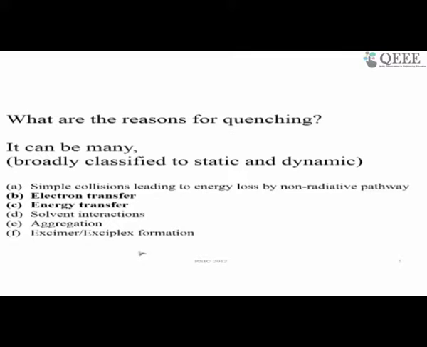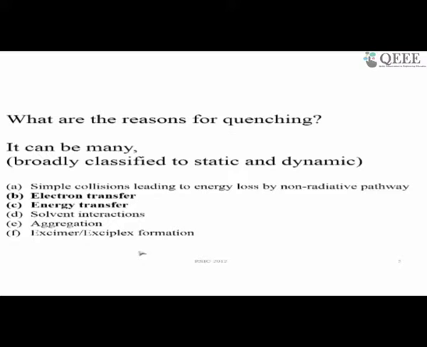There are two things in bold, B and C, which are the most common pathways for quenching. One is called electron transfer, another is called energy transfer, and there can be solvent interactions which lead to fluorescence quenching. There can be aggregation, and there can be excimer formation, exciplex formation. Yesterday we saw that it can form excited state dimers or excited state complexes.